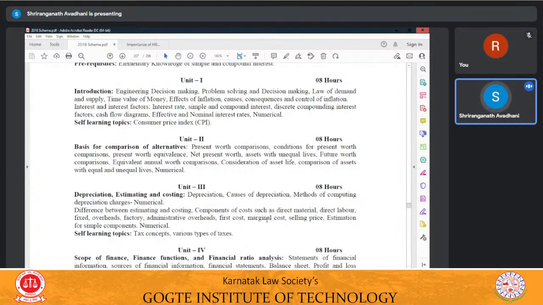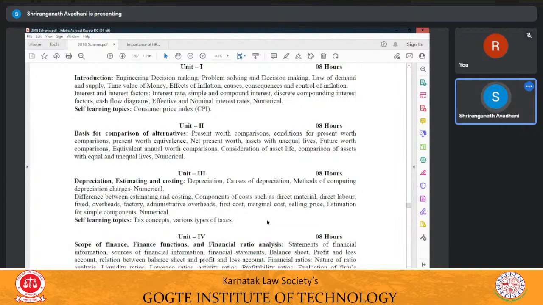And also one more important aspect here, that is finding the selling price for any product. For example, they're going to fix some rate for the product, you're going to see the selling price. Then how do they fix it? What are the costs involved in fixing the selling price? Those things are there in unit number 3.